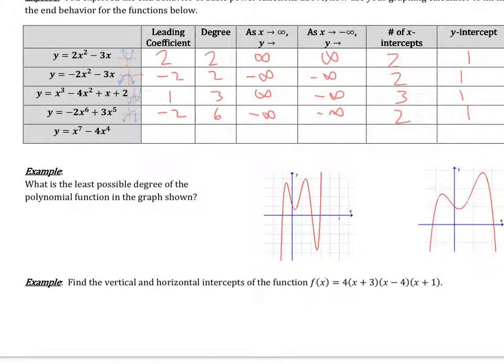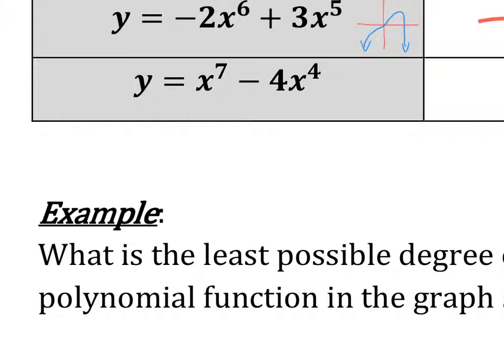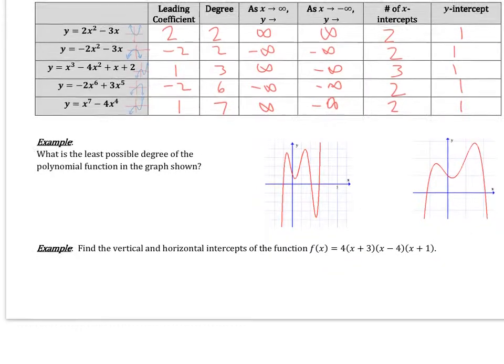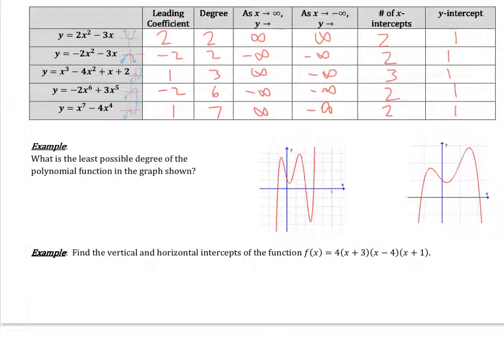And last one here, we have a 7th degree graph. Let's graph that and see what that looks like. And it's going to look something like this, touching at the origin, dropping down, and coming back through one more time. And we've got a degree of 7 with a positive coefficient here, going up to infinity to the right, down to negative infinity to the left, 2 x-intercepts, 1 y-intercept.